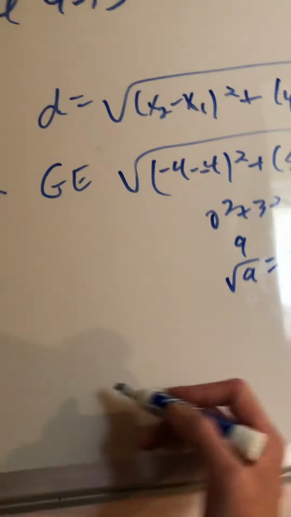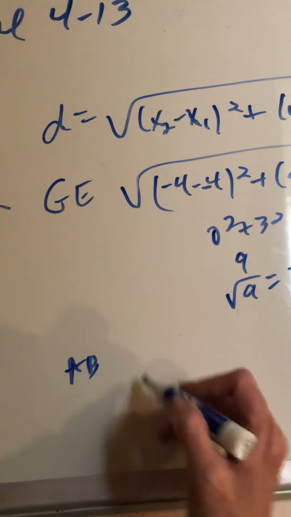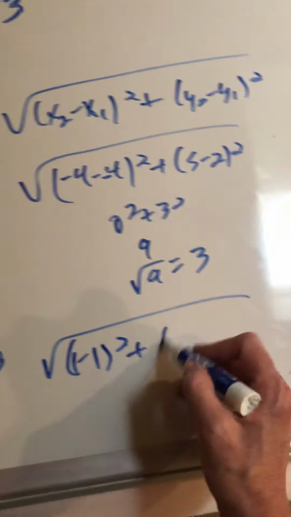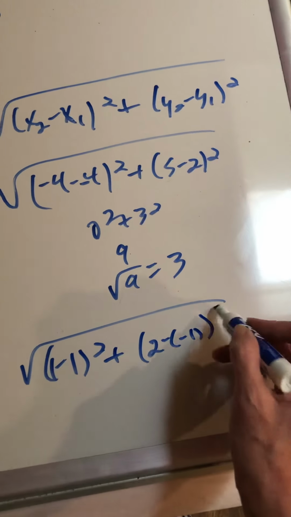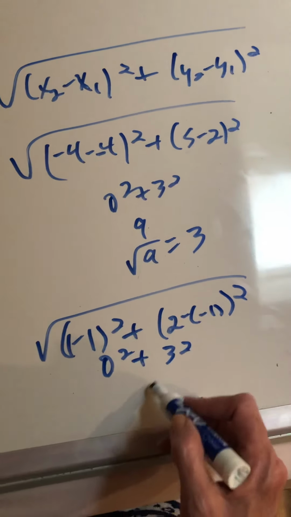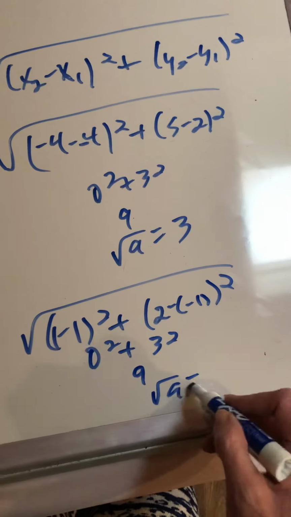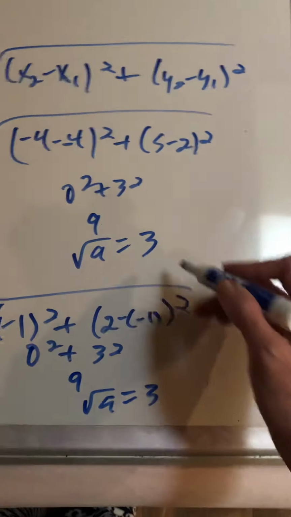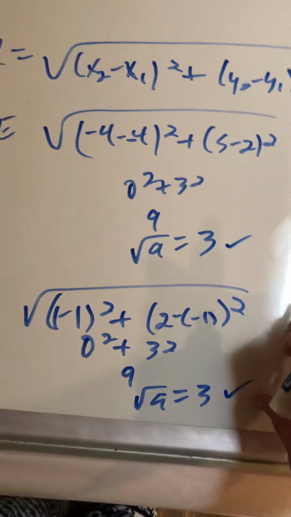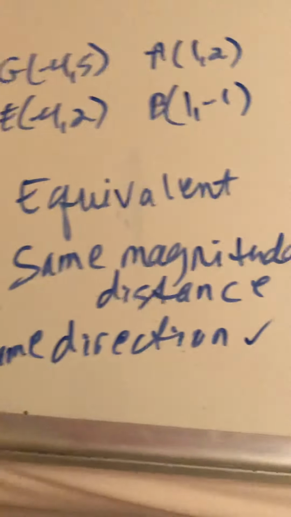Okay. So then for AB, my x's are 1 minus 1 all squared plus 2 minus -1 all squared. So that's 0 squared plus 3 squared, which again would give me 9. So square root of 9 is 3. So these are considered equivalent. They have the same magnitude, same distance, and they have the same direction.